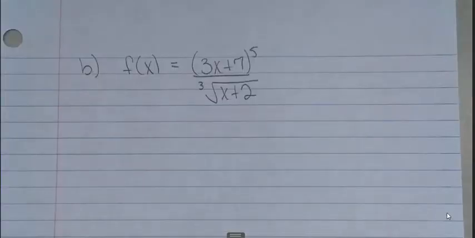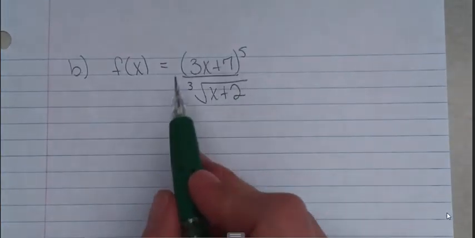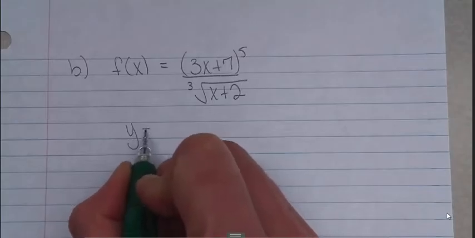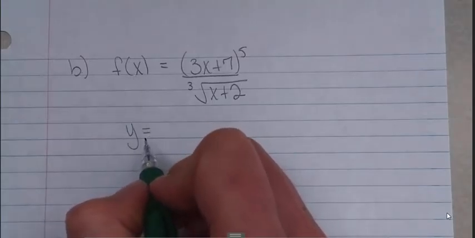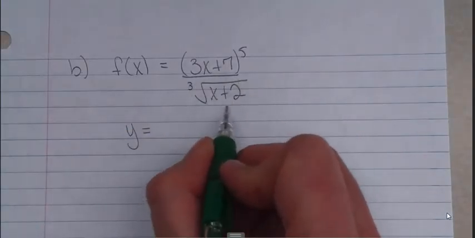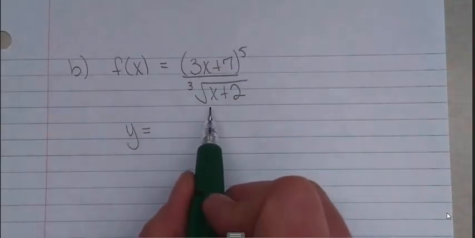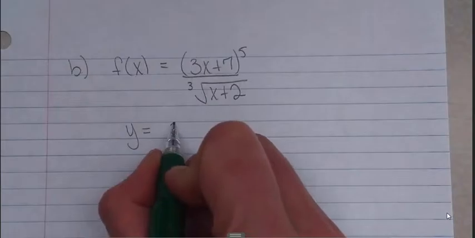All right, let's do one more of these. Starting with this problem, I'm going to do two things. First of all, I'm going to rewrite this in terms of y, right? So instead of f of x, I'm going to use y. And then instead of having this radical, it might be better if I rewrote it using rational exponents.